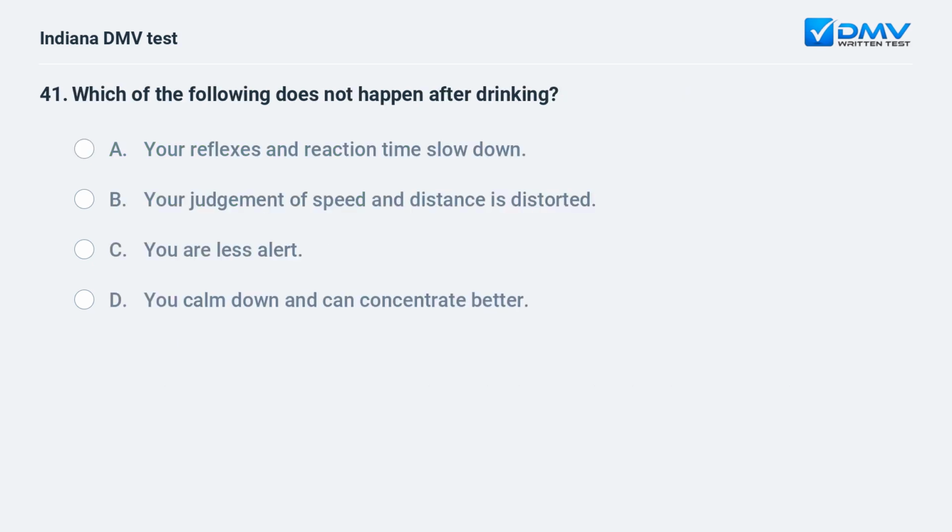Which of the following does not happen after drinking? A. Your reflexes and reaction time slow down. B. Your judgment of speed and distance is distorted. C. You are less alert. D. You calm down and can concentrate better.